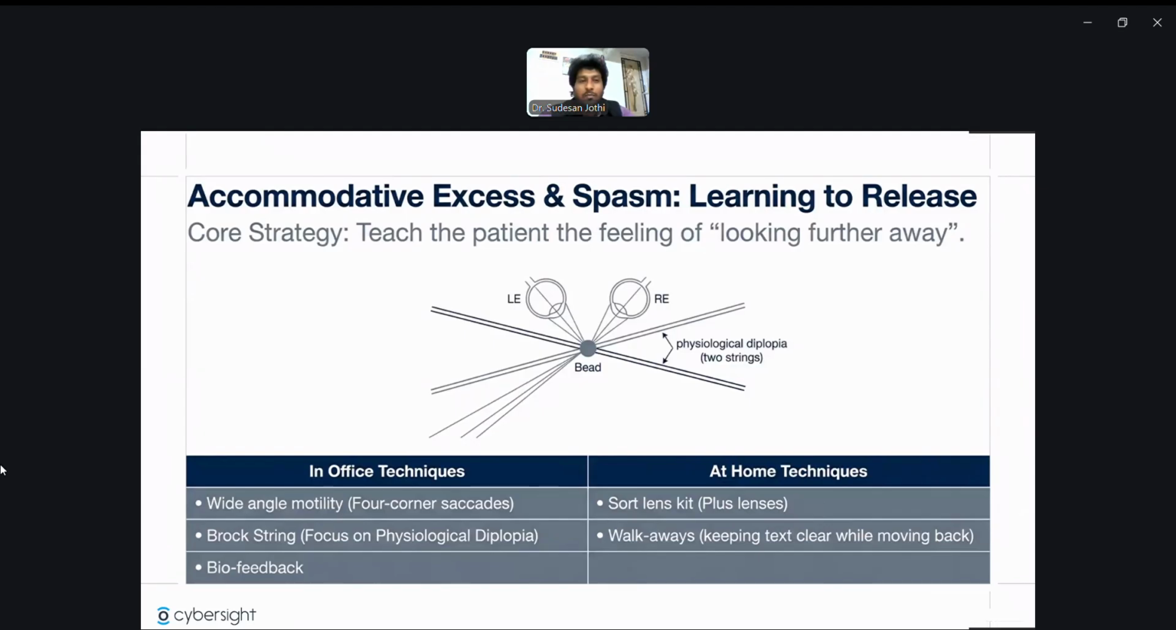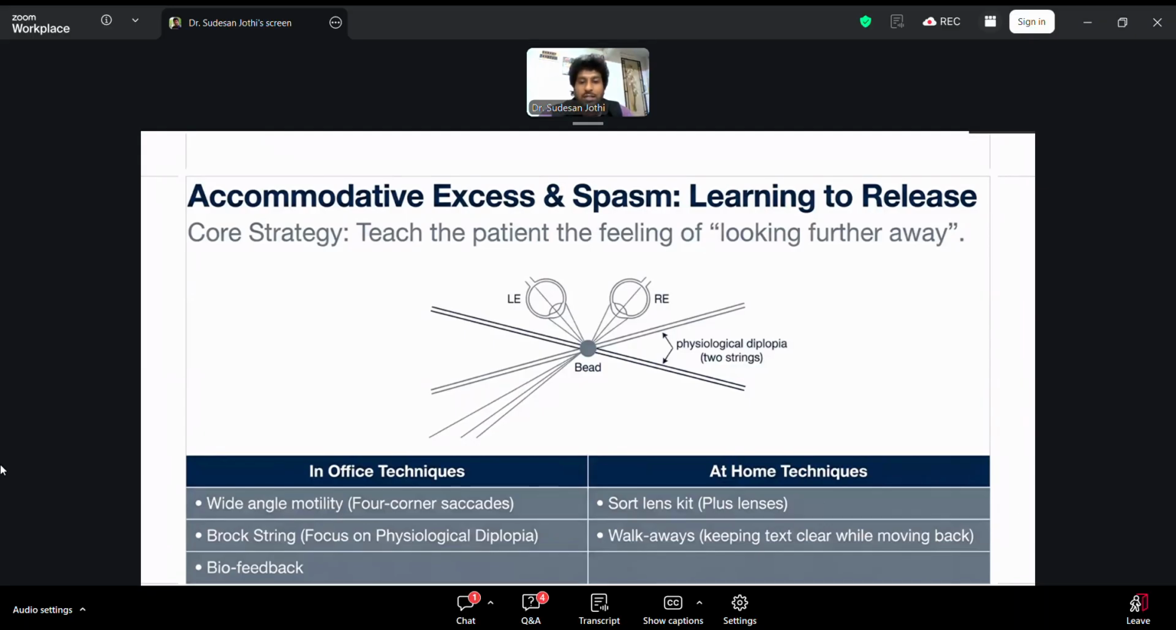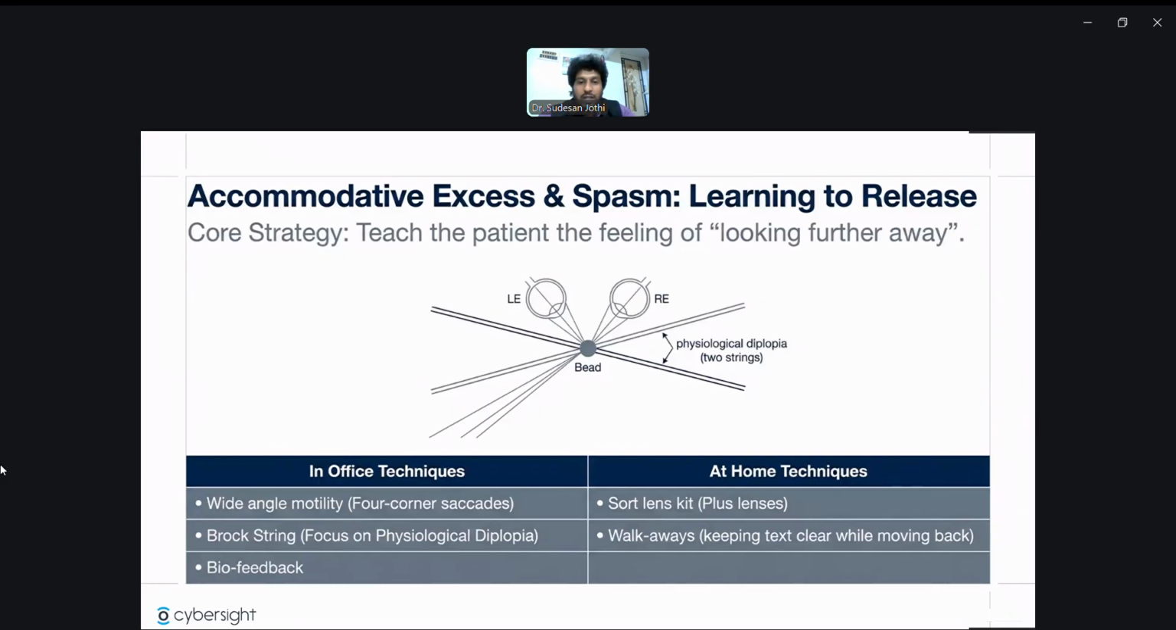And getting back to the accommodative excess, to learn to release, the boxing is an excellent training tool because it provides immediate visual feedback to achieve the proper alignment. This is supported with office-based relaxation exercises and simple home activities to improve the accommodative control.